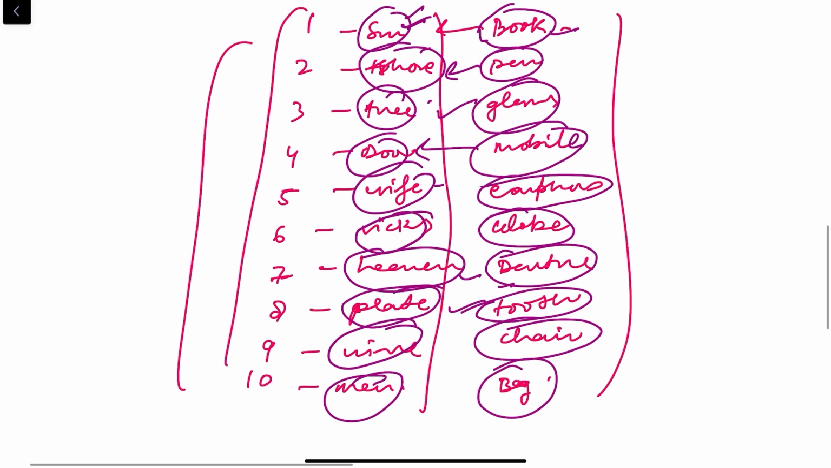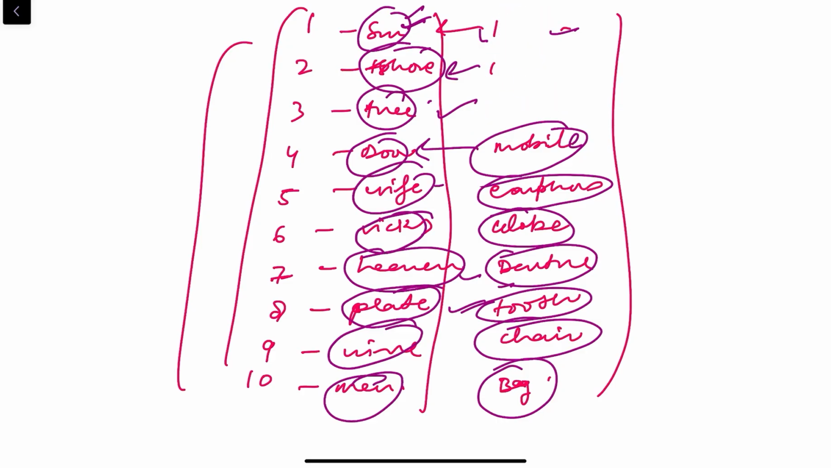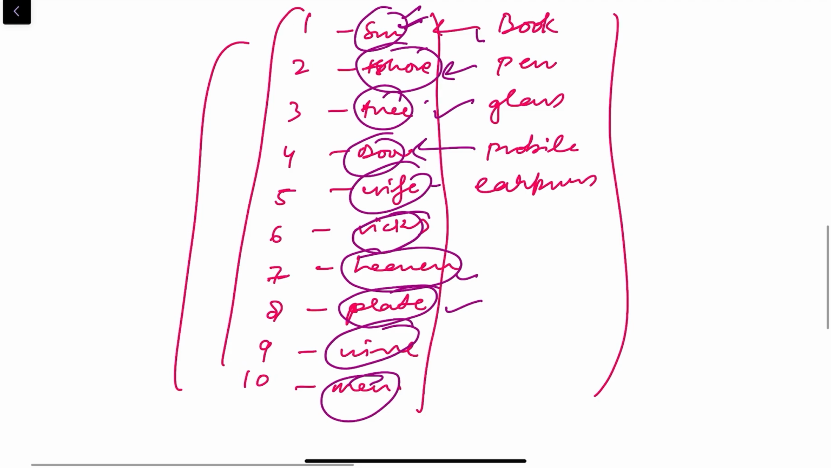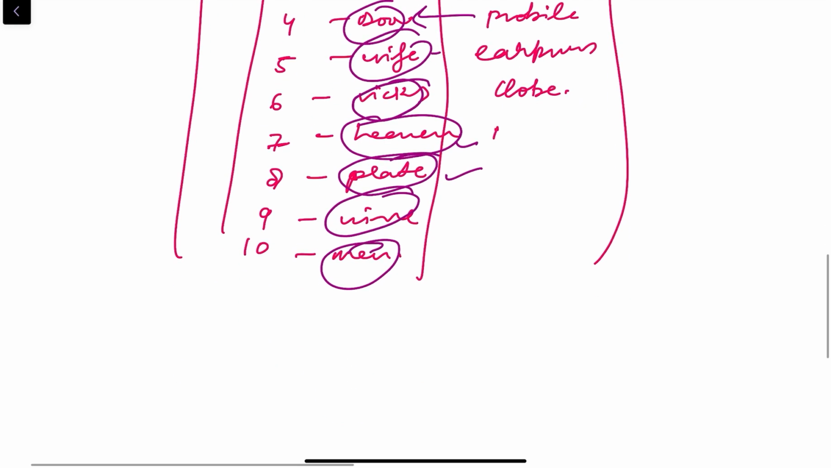Now it's easy to remember. So sun, what do we see for sun? If I just erase these, let's see if I'm able to recall all of them. You guys know, right? So let's try to recall. Sun was a book, like a book radiating. Then shoe, pen stabbed me. Tree made of glass. Then door, mobile slammed. Wife, earphones, humongous. Wicks, globe. Then heaven, dentures. Then plate of teeth, wine, chair, sipping wine.